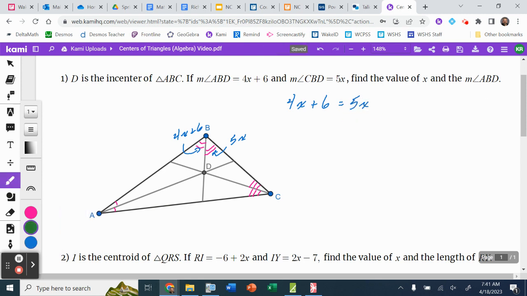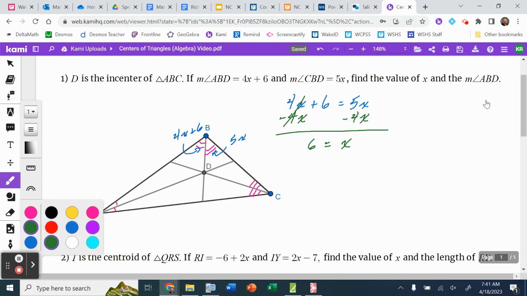Then to solve, I would start by subtracting 4x from both sides. On the left, those will cancel out, leaving us with only 6 on the left, and on the right, we'll have x. So that's the first step. We found the value of x. X is equal to 6.